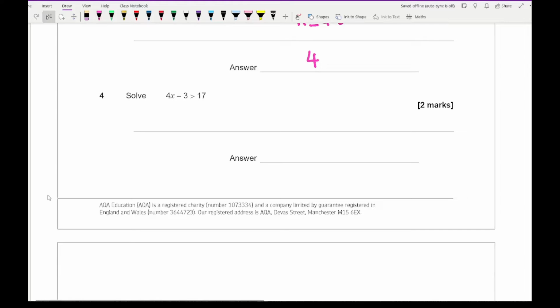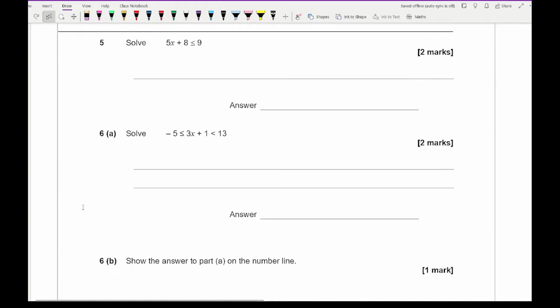Then for question 4, it says solve this inequality equation. So again, we solve it in exactly the same way as if that inequality was an equal sign. So the first thing I want to do is get rid of that 3, and I do that by adding 3. So 4x is greater than 20. And then I divide by 4, which then becomes x is greater than 5.